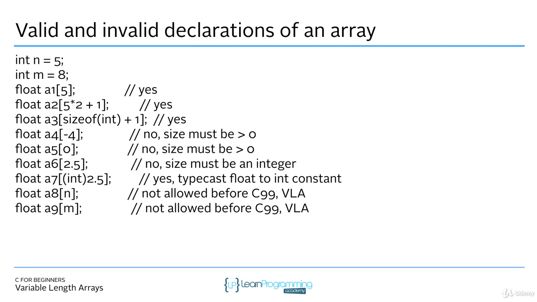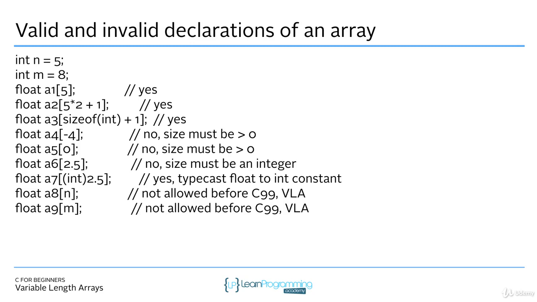Perfectly fine if you're setting an array to a specific size like 5. You can use expressions when you assign the size of an array. So in the next example, 5 times 2 plus 1, that's fine. The other thing to notice here is we're using the sizeof operator. And that's perfectly fine too, because that's going to return an integer. Sizeof int is going to either return 4 or 8 depending on the machine you're running on. And then you're adding 1 to it, perfectly fine.